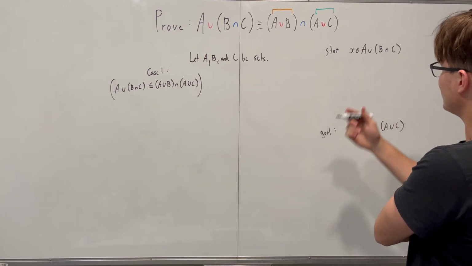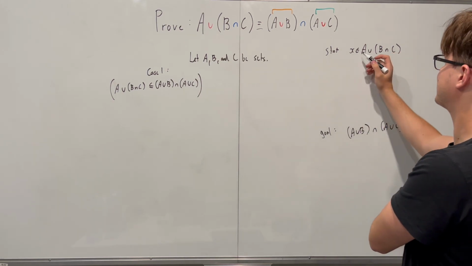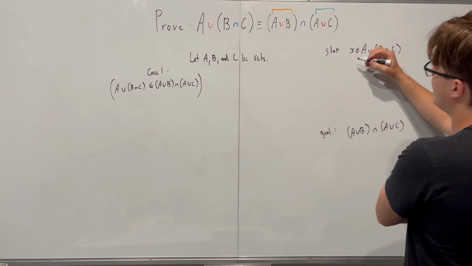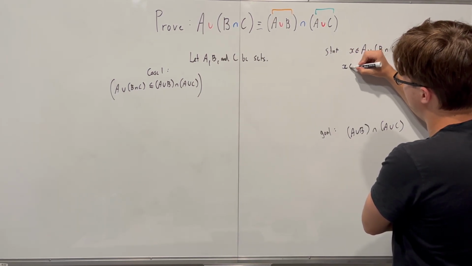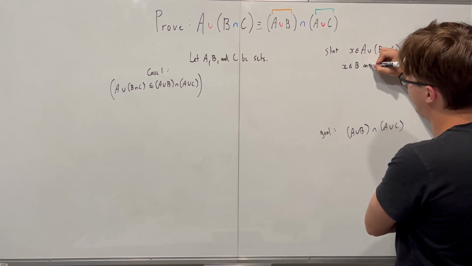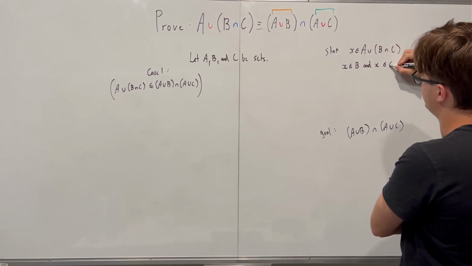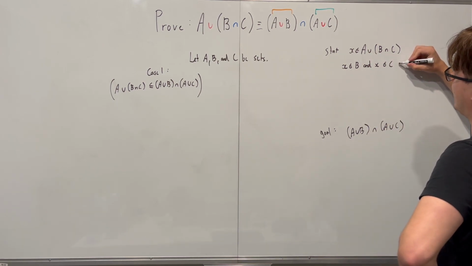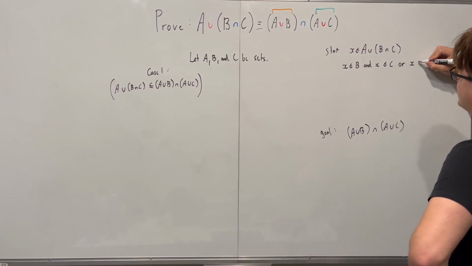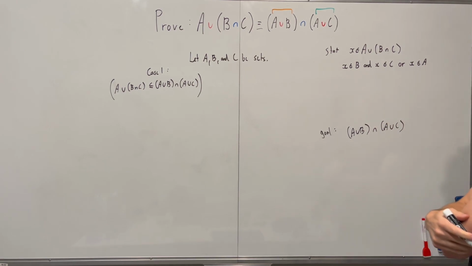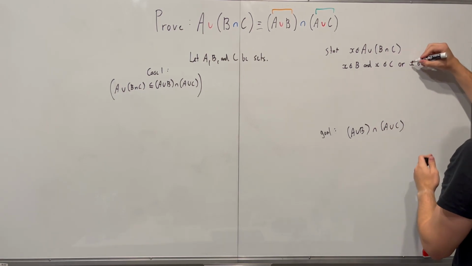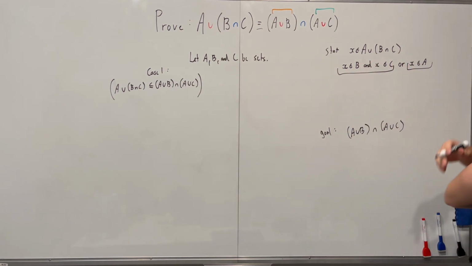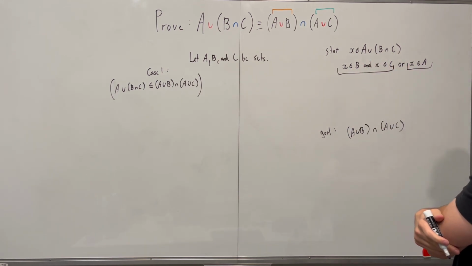So what can we do? Well, first let's start by unpacking what it means for x to be an element of this. For x to be an element of this, it must be that x is an element of B and x is an element of C, because that's what the intersection means. And then looking at the union, it means that or x is an element of A. That's really what it means. X either has to be an element of A or x has to be in B and C. Those are the two options we really have here.